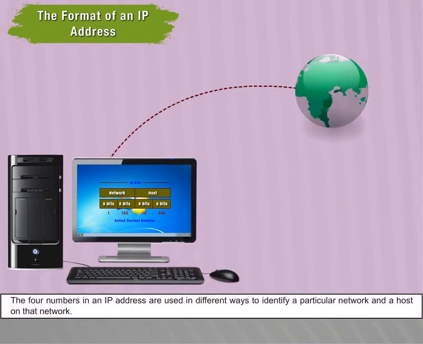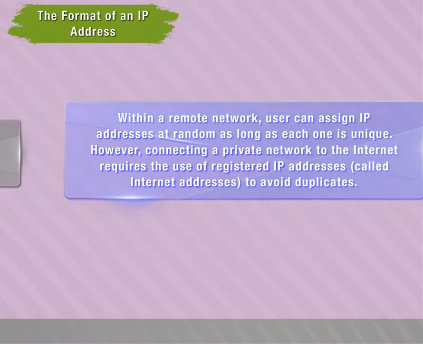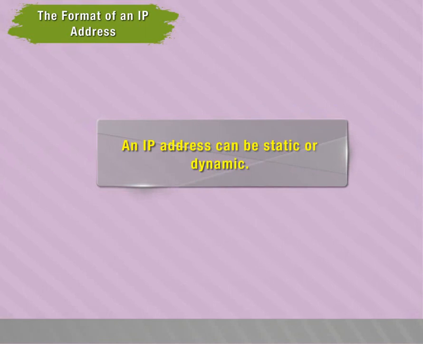The 4 numbers in an IP address are used in different ways to identify a particular network and a host on that network. Within a remote network, users can assign IP addresses at random as long as each one is unique. However, connecting a private network to the internet requires the use of registered IP addresses called internet addresses to avoid duplicates. An IP address can be static or dynamic.